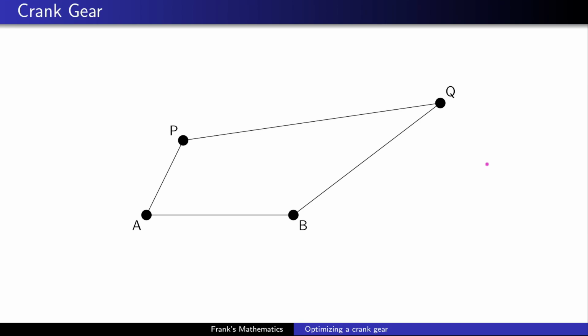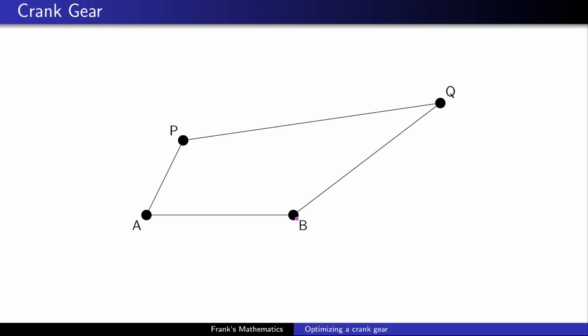And if you do this on a more abstract level, a crank gear consists of 4 points. 2 of them are fixed. They are called A and B. And the point P is rotating around A. This is our circular motion. And the point Q, which is attached to our crank arm here, is now moving in a circle or in part of a circle around the point B.